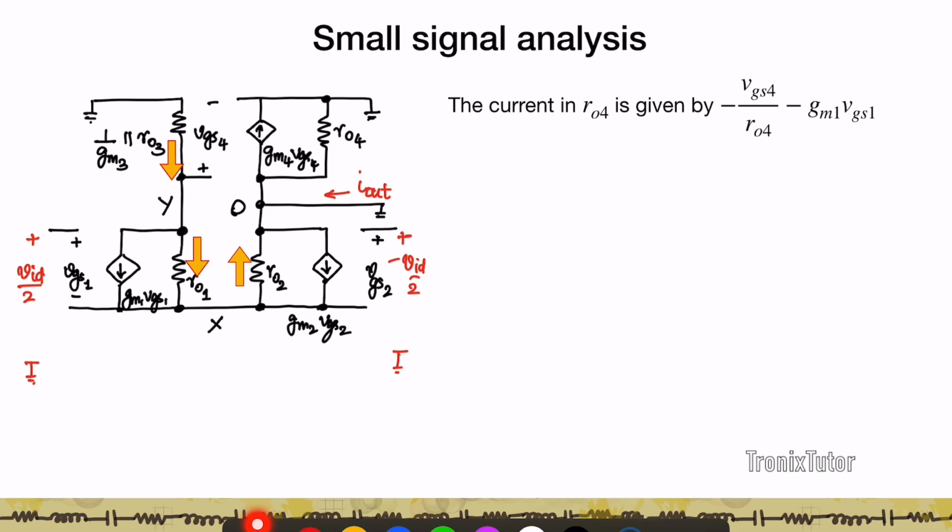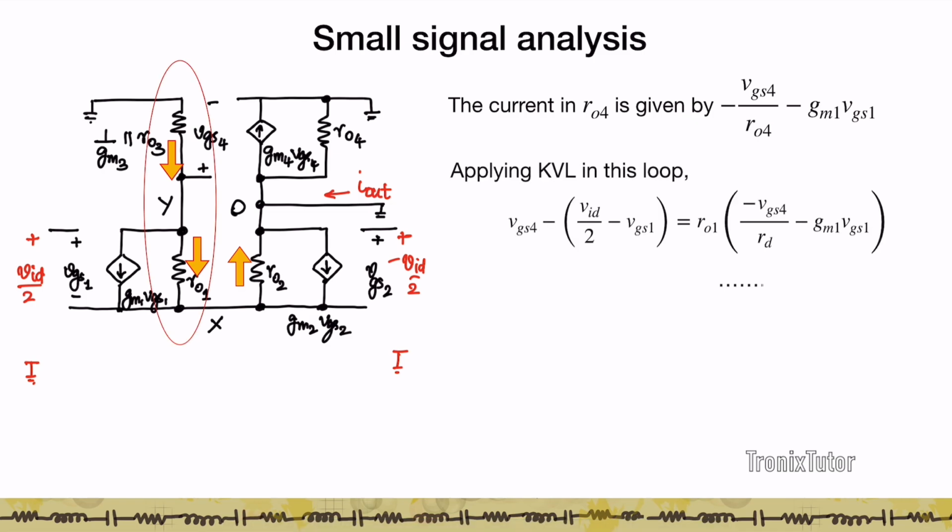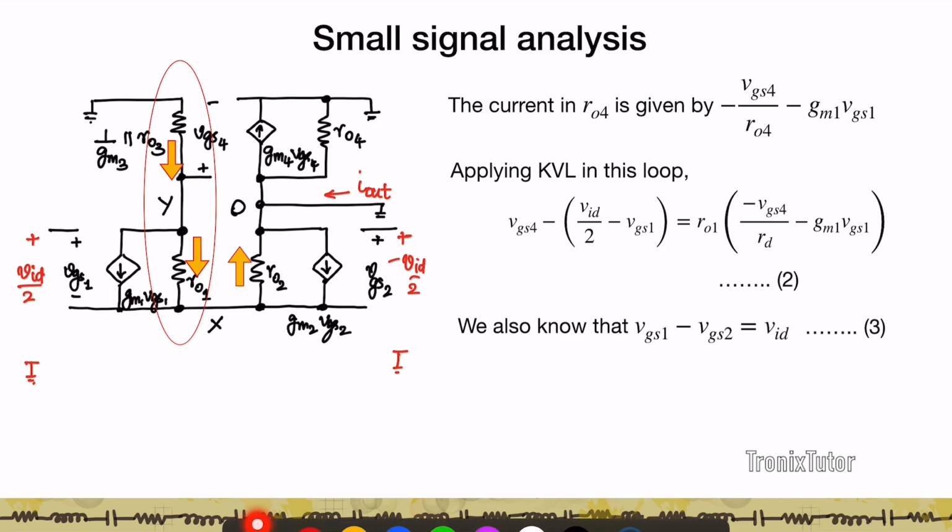Now if I look at the current in RO1, this should read RO1. The current in RO1 is given by minus VGS4 divided by RD minus GM1 VGS1. Right? So if I apply KVL in this loop, what I get is VGS4 minus VID by 2 minus VGS1. So this is nothing but the voltage drop across RO1, which should be given by RO1 times the current flowing in RO1.